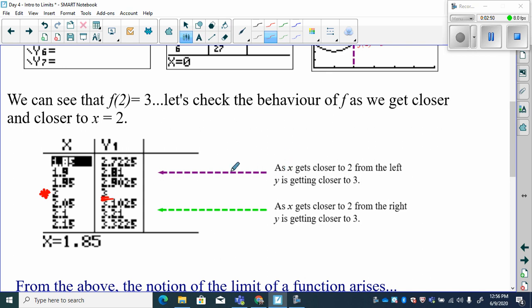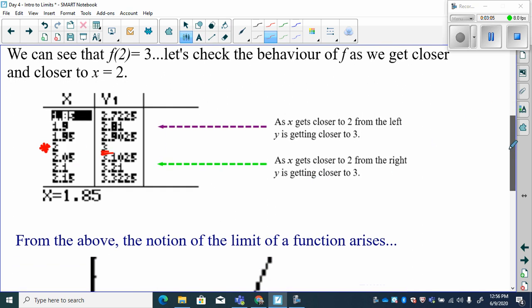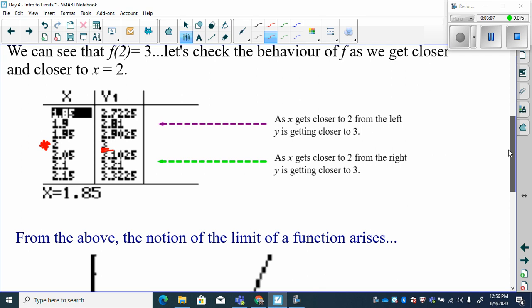So this is what this little table shows us. As x gets closer to 2 from the left, y is getting closer to 3. And as x gets closer to 2 from the right, so from these numbers right of 2, I'm coming towards 2, y is getting closer to 3 as well. So from that, we arrive at this notion of something called a limit.